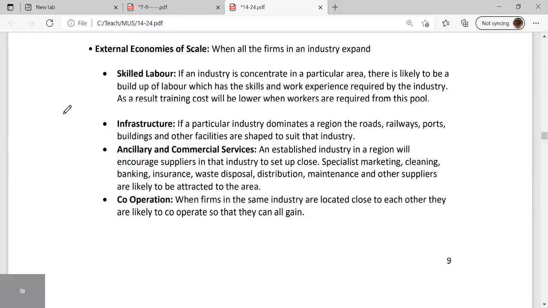Then we have cooperation. If we have cooperation with the suppliers and the customers, we'll enjoy a lower average cost, because the supplier may help us reduce the average cost, and the customer may also provide feedback, which will also help us reduce the average cost.